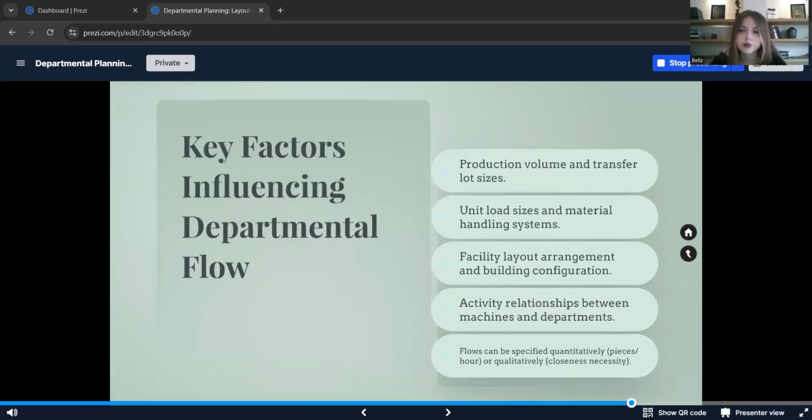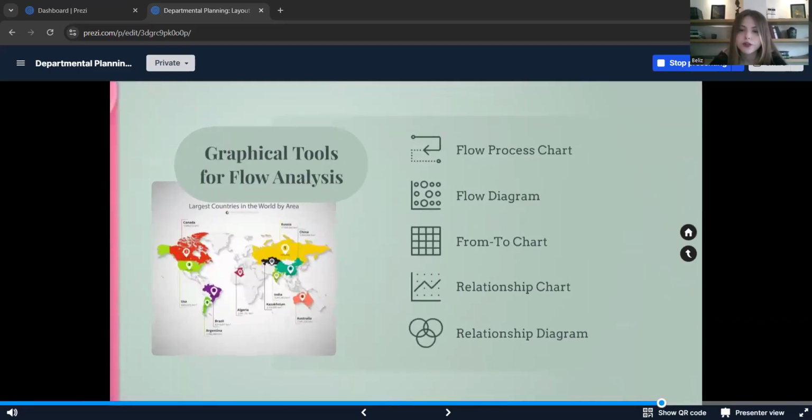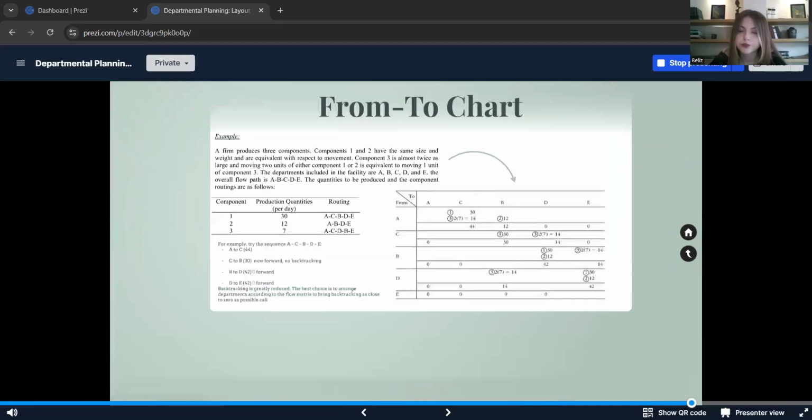Several factors affect flow: production volume and lot sizes, unit load size and material handling system, the building's layout and shape, and activity relationships between machines and departments. Flows can be measured in pieces per hour or described qualitatively as must be close. We have several graphical tools: the flow process chart, flow diagram, from-to chart, relationship chart, and relationship diagram. These help visualize the quantified flow and movement.